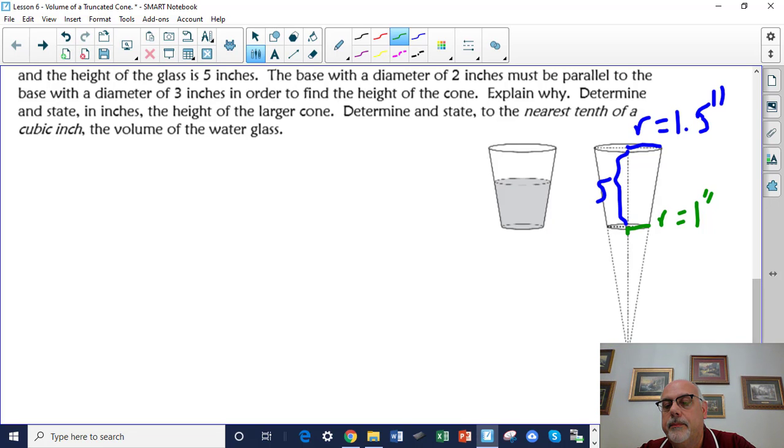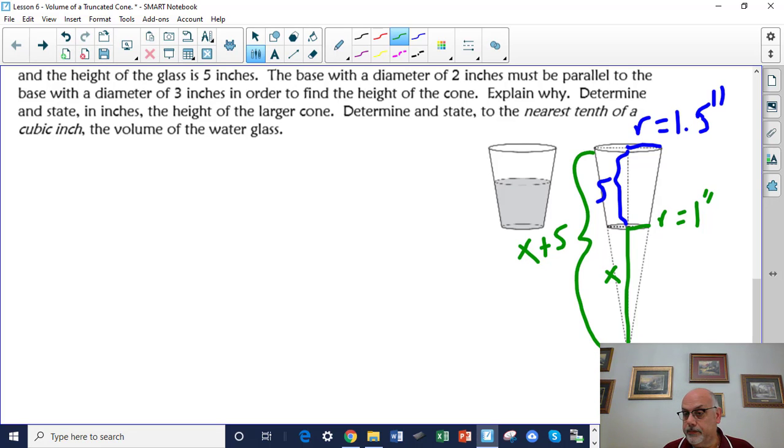So we have to find the height of the cone. That's the first thing we have to find. So if I label this x, since we don't know what it is, the height of the whole cone is x plus 5. So if I have the height of the whole cone over the radius of the whole cone, x plus 5 over 1.5, okay, it's equal to the height of the bottom piece over its radius, okay.